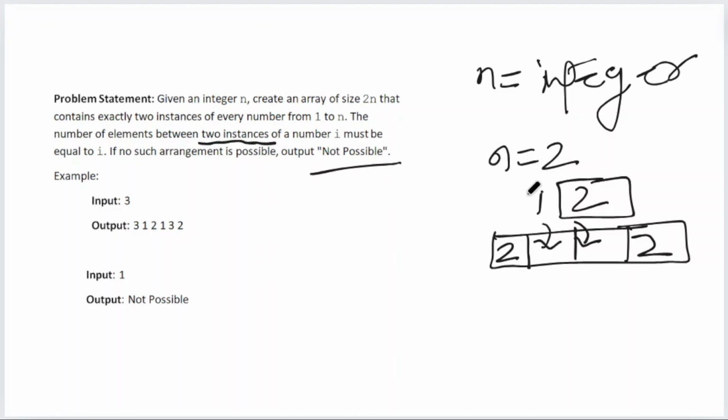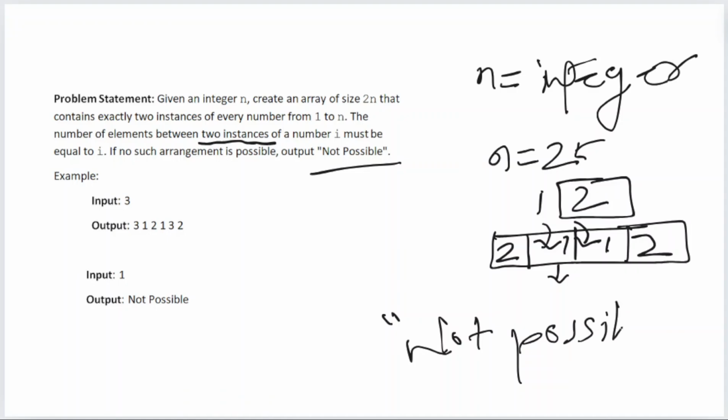So we should make sure, for example in this case, if input is 2, we have kept 2 in 2 places. If we try to keep 1, we will not be able to put any element in between the 2 instances of the 1. So in these types of cases, we should give not possible as the output. So this is what the problem states, and we are given 2 input examples for understanding the question.